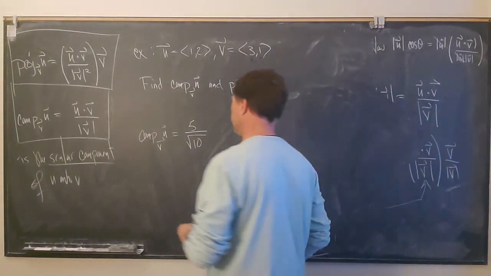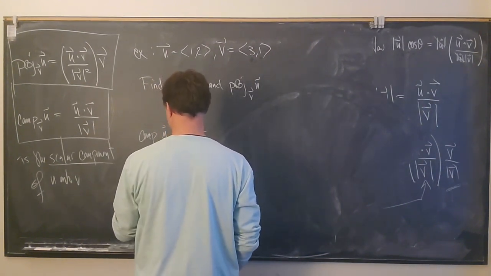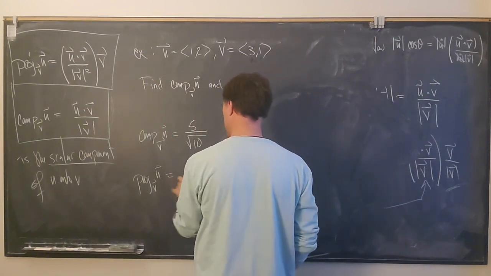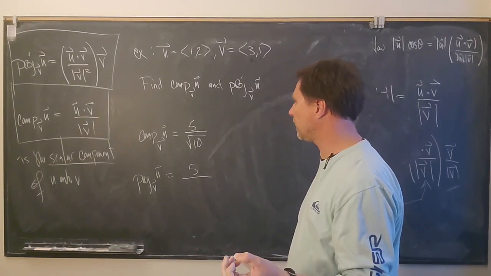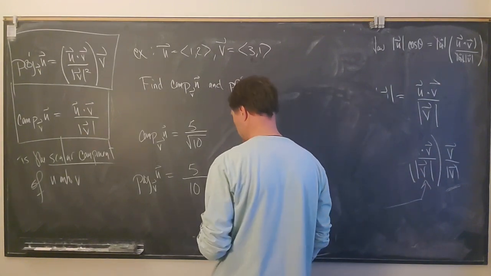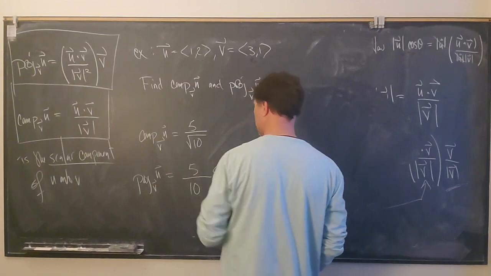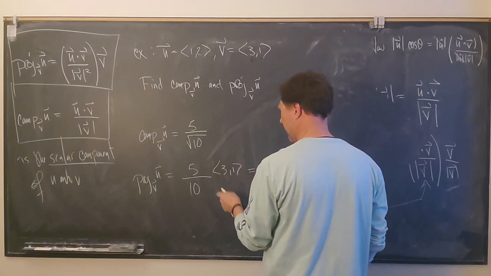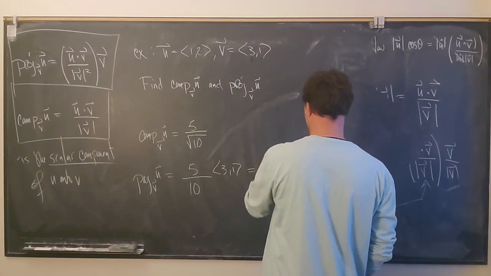The projection of u onto v, that's going to be u dot v, which again is 5, divided by the length of v squared. Well, the length of v was root 10, so the length squared is 10, times the vector v, which is 3, 1. And so that's a 1/2 here, so that'll be 3/2, 1/2.